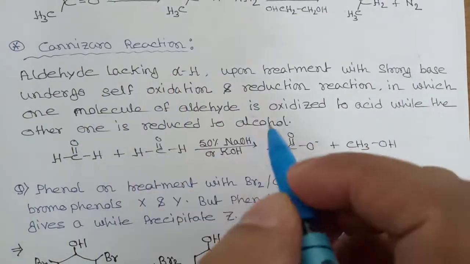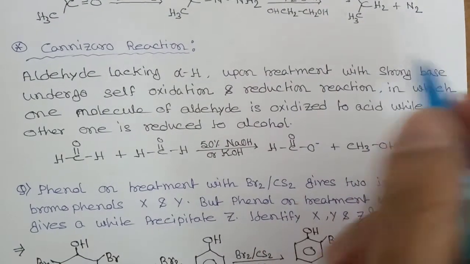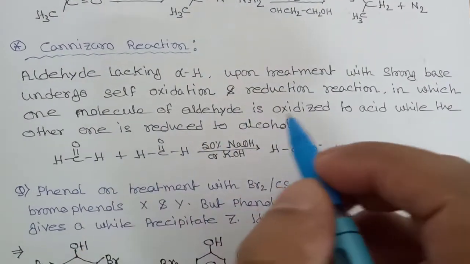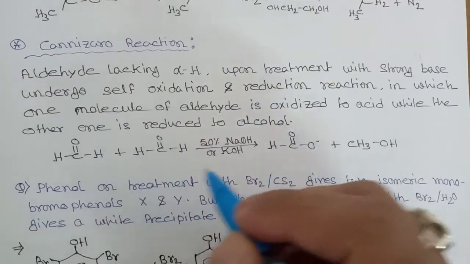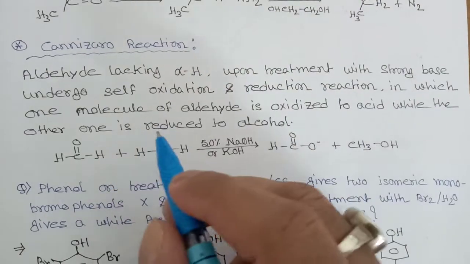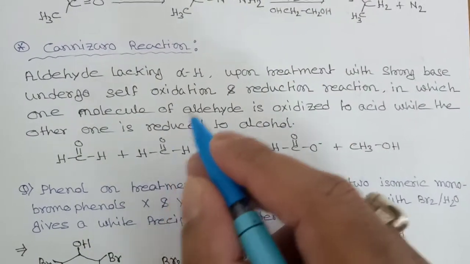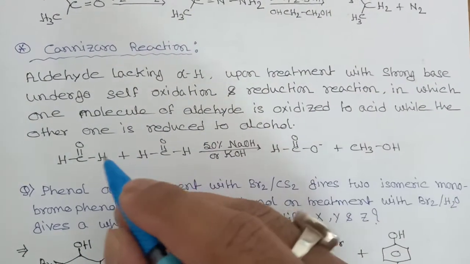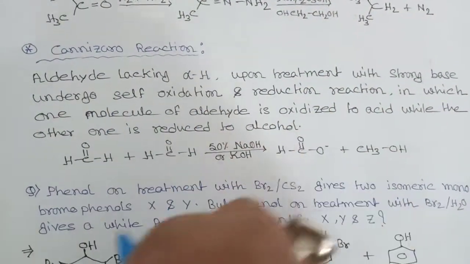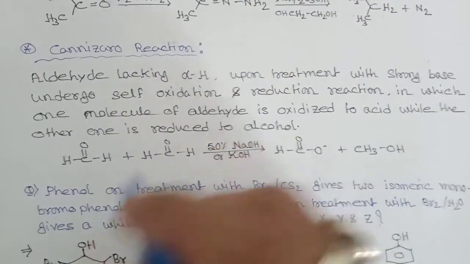This is called self-oxidation and reduction, in which one molecule of aldehyde, say this one, is oxidized to acid. So this is the oxidation process. While the other one is reduced to alcohol. So one molecule will be oxidized and one will be reduced. This type of reaction is called the Cannizzaro reaction.